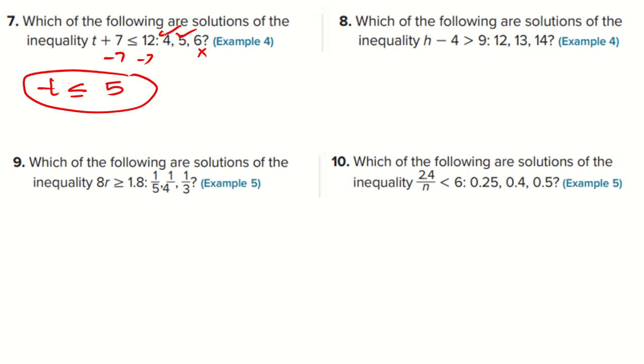Or another method is you can do it by substitution. Put this value of 4 as t. So 4 plus 7 is 11, 11 is less than 12, correct. 5 plus 7 is 12, 12 is equal to 12. Correct. Okay, like this. Now here make it plus 4 plus 4. So h will be greater than 9 plus 4, 13. So what number is bigger than 13? Only this option is correct.